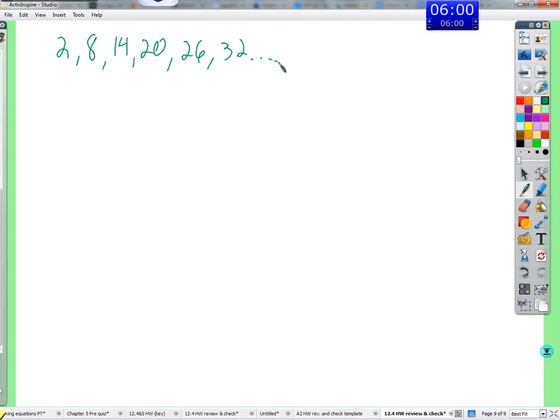So first, let's write down the rule. The rule is the formula. The rule is what we've been doing. Can someone give me the rule as you might have written on the quiz today if I had asked you for the rule for this arithmetic sequence? Times 2 plus 4. What's that? Times 2 plus what?